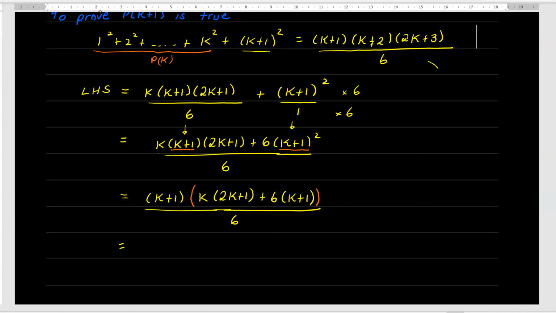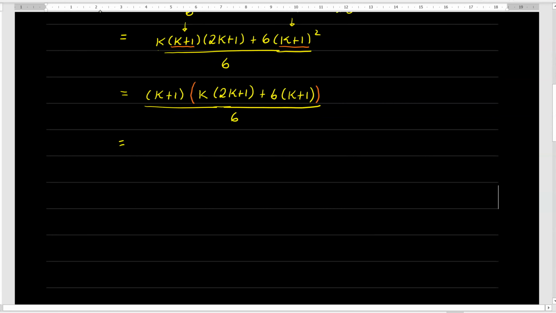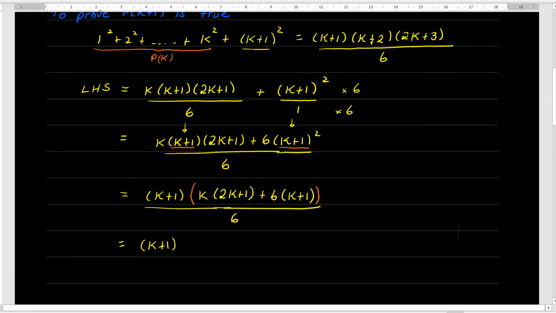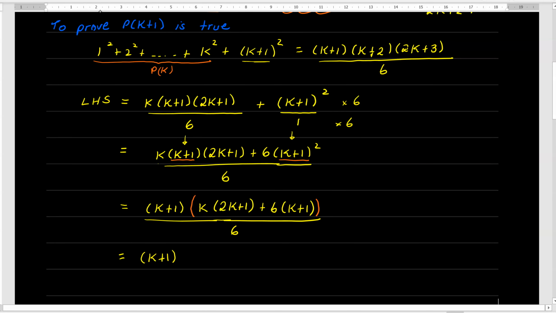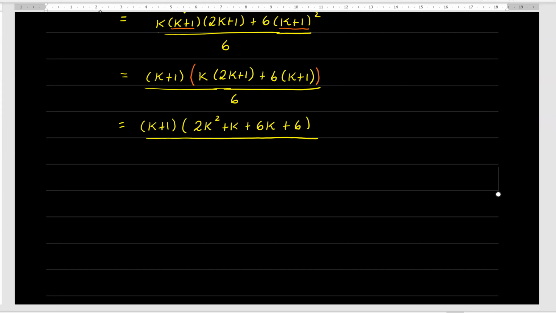So remember, keep your eye on the prize over here. We are now keeping that k plus 1 out the front. We're going to expand inside the brackets, and hopefully it's going to equal this bit here. All right, so here we go. K times 2k is 2k squared. K times 1 is k. Then we've got a 6k plus 6 all over 6.